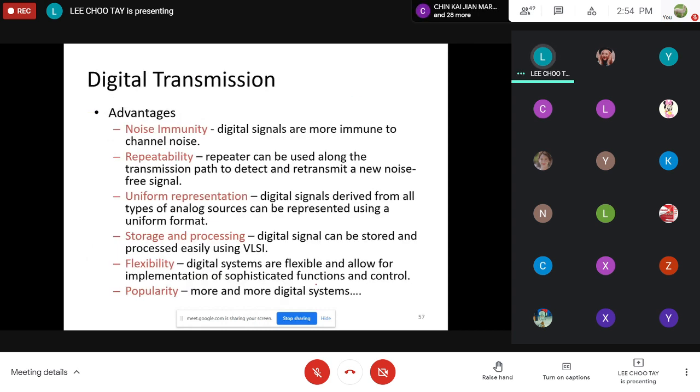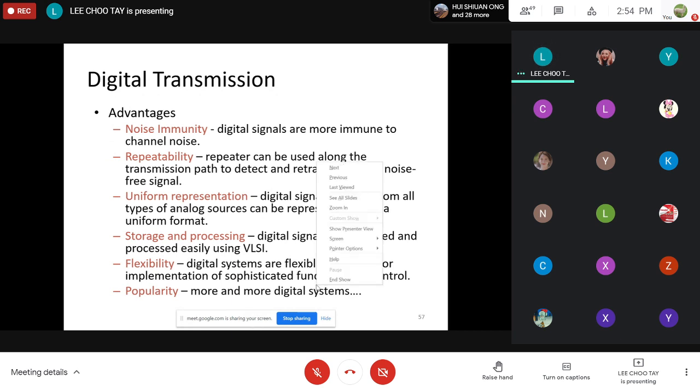So you may ask, why do we go through all the trouble to convert analog to digital, do sampling, encode, decode, all these things? Definitely we did this for some good reasons. These are the advantages of transmitting our data digitally instead of analog. The first one is noise immunity. Digital signals are more immune to noise as compared to analog signals.